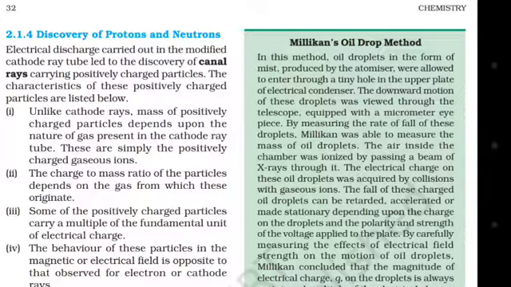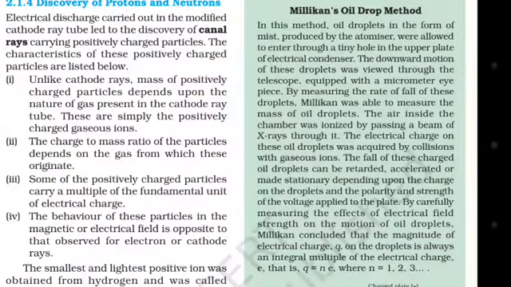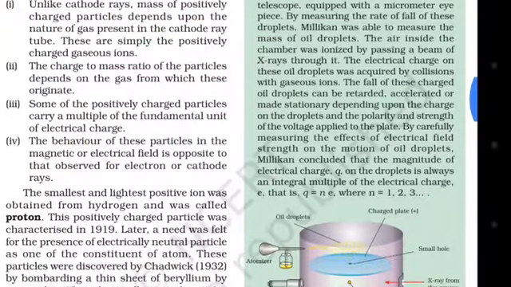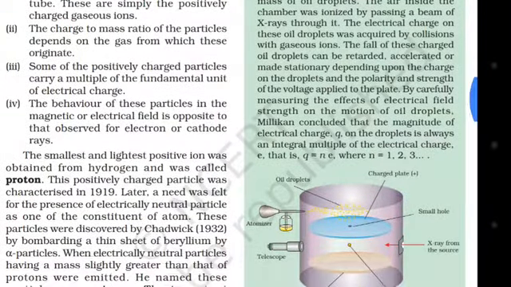First, unlike cathode rays, mass of positively charged particles depends upon the nature of gas present in the cathode ray tube. These are simply the positively charged gaseous ions. Second, the charge to mass ratio of the particles depends on the gas from which these originate. Third, some of the positively charged particles carry a multiple of the fundamental unit of electrical charge. Fourth, the behavior of these particles in the magnetic or electric field is opposite to that observed for electron or cathode rays.